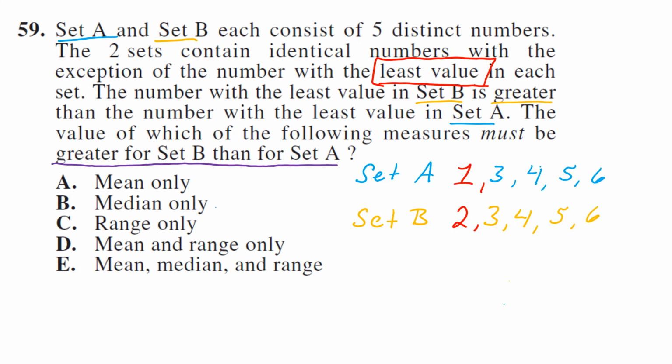Well, we know the mean for set B will be greater because 2 is bigger than 1, so that average is going to be slightly bigger. So I think it's probably A. Let's go ahead and circle A to be sure, or to mark it.